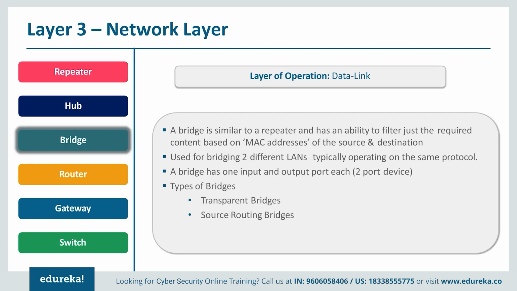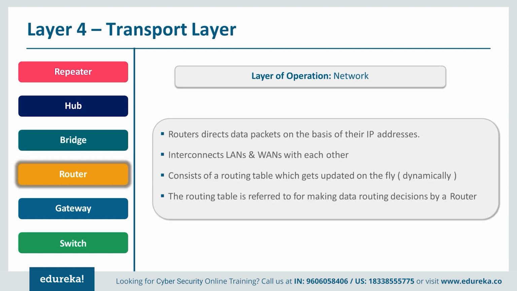Bridge is similar to the repeater and has the ability to filter the required content based on the MAC address. Router, it's a very important thing. It works on layer 3 and it is an intelligent device wherein it can make communication between two different networks. The switches, hubs, the repeaters, these work on a single network, single subnet. They cannot communicate between networks. But the router, it's an intelligent one. It can communicate between multiple networks and also can route traffic between multiple networks.